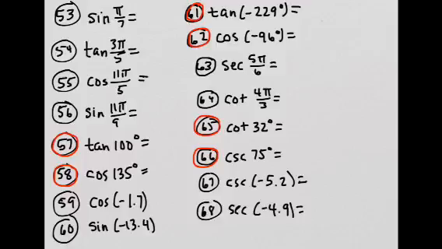Alright, so for 53 to 68, I circled in like an orange color. Those are the degree ones. So I'm going to do those first. That way I'm not switching the calculator back and forth from degree to radian. So I'm doing those first. And it wants you to keep 4 decimal places.